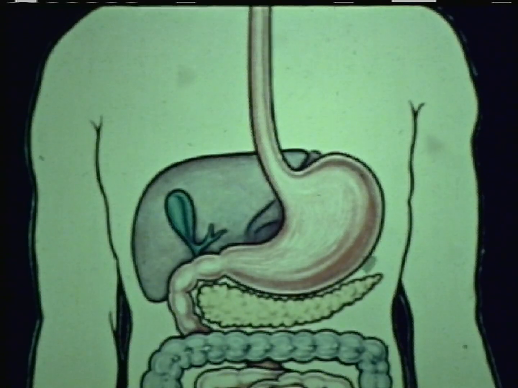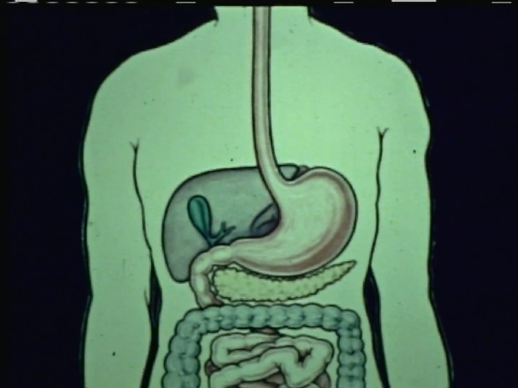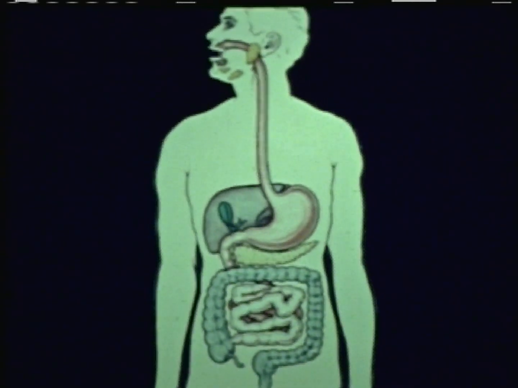This is the human digestive system. This system changes the food we eat into simple food materials that can be absorbed and used by body cells and tissues.